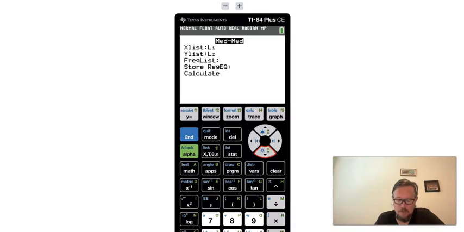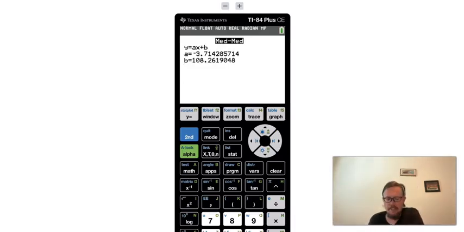Let's go ahead and store the regression equation just like we always do. And then we'll calculate. So there is our median fit line. I'm going to go ahead and real quick jot it down. Slope of, let's call it negative 3.71 and y-intercept of 108.26. Okay, and now let's go ahead and we will graph it.